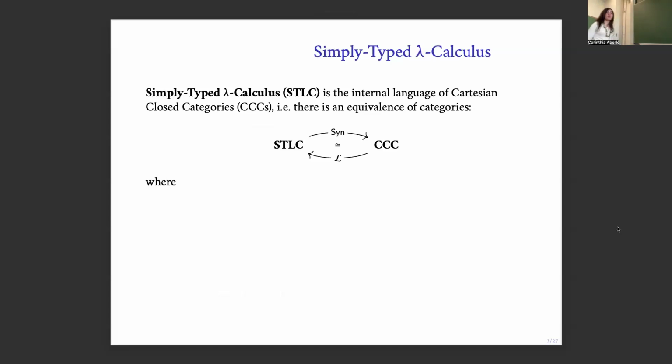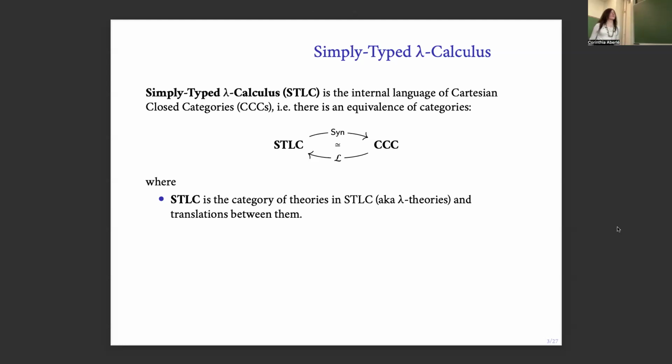So without further ado, let's start with a quick recap of simply typed lambda calculus. I'm not going to be super formal about defining syntax in this talk because it's not going to matter that much. The only main fact I need here is that simply typed lambda calculus is the internal language of Cartesian closed categories, i.e. we have an equivalence of categories like this, where STLC is the category of theories in simply typed lambda calculus, aka lambda theories, and translations between them.